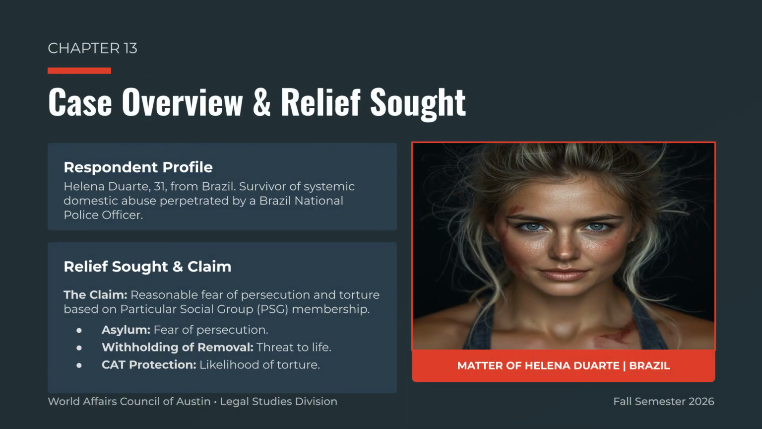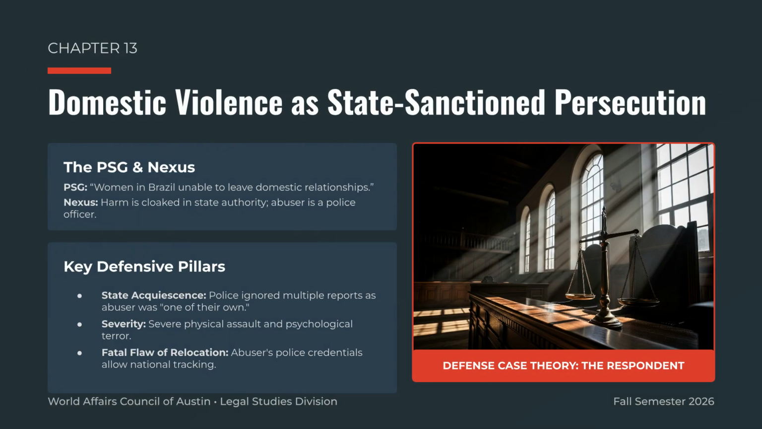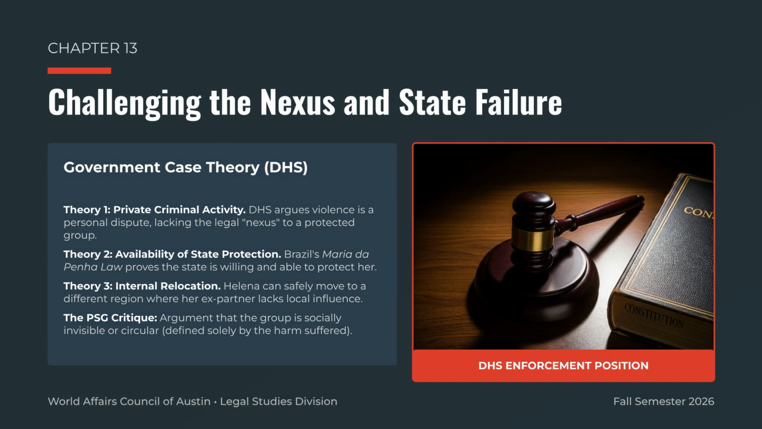This simulation focuses on Helena Duarte, a 31-year-old survivor of systemic domestic abuse by a Brazilian police officer. She seeks asylum, withholding of removal and CAT protection based on a reasonable fear of persecution and torture. The defense case theory centers on domestic violence as state-sanctioned persecution. Key pillars include state acquiescence due to police ties, the severity of the abuse, and the abuser's ability to track the respondent nationally.